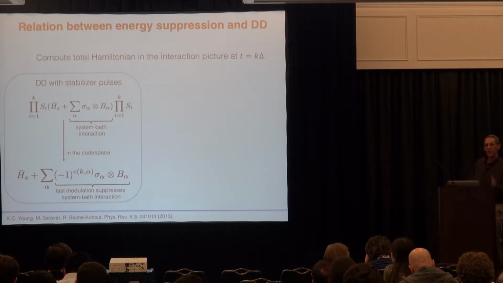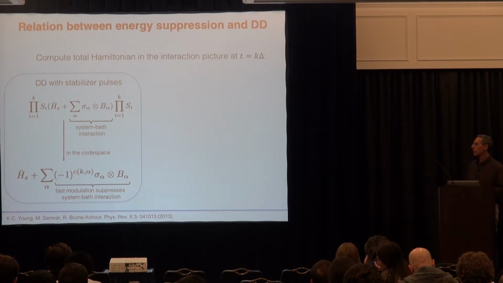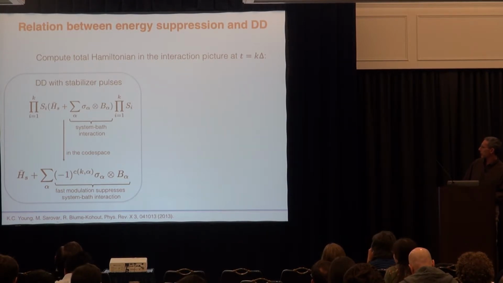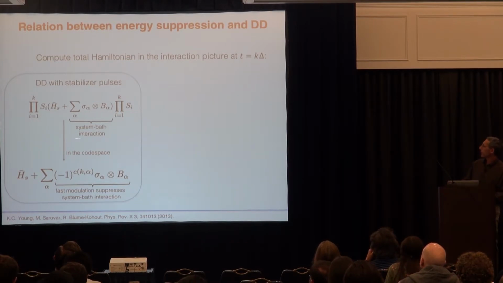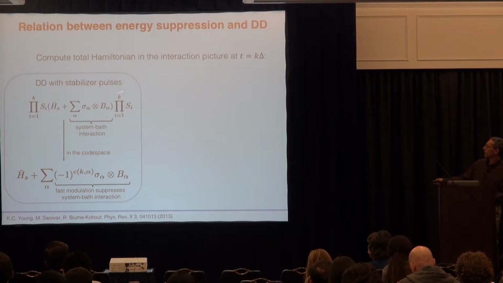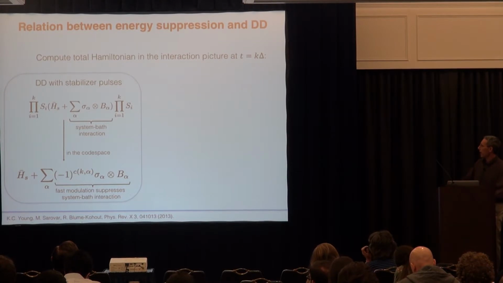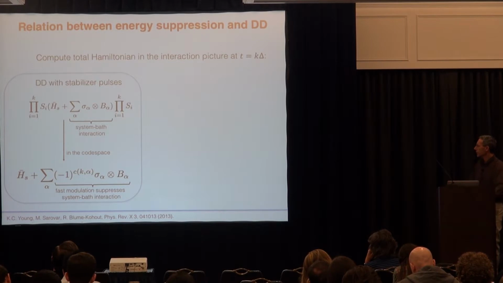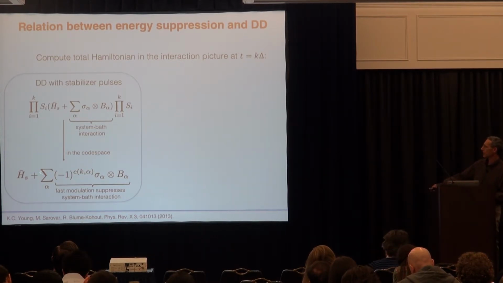In fact, there is a formal equivalence between the dynamical decoupling approach and the energy penalty approach, as was shown by Kevin Young, Mohan Sarovar, and Robin Blume-Kohout. Briefly, what they observed is that if you do dynamical decoupling with stabilizer pulses, so here's the total Hamiltonian, and here's the system-bath interaction, you sandwich it between dynamical decoupling stabilizer generators, and you obtain this expression for the effective Hamiltonian. So you see that the system-bath interaction is now modulated.